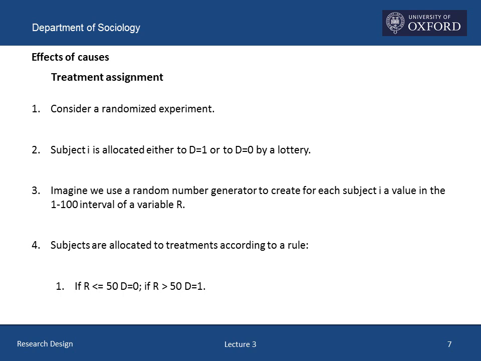Let's go back to treatment assignment in an RCT. Subjects are allocated to the treatment condition, D equals 1, or the control condition, D equals 0, by a lottery. Imagine we use a random number generator to create for each subject I a value in the interval 1 to 100 of a variable which we'll call capital R. Subjects are then allocated to treatment conditions according to the simple rule: if R is less than or equal to 50, then D is equal to 0, and if R is greater than 50, then D is equal to 1.